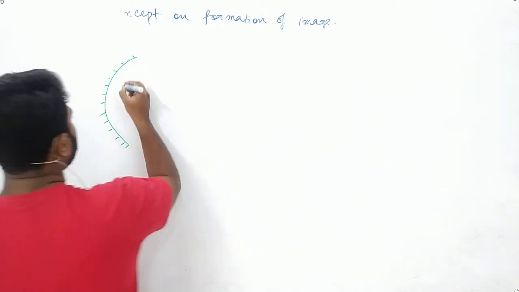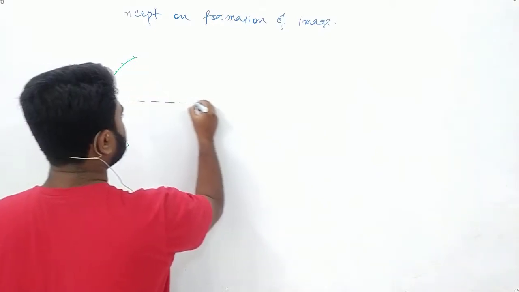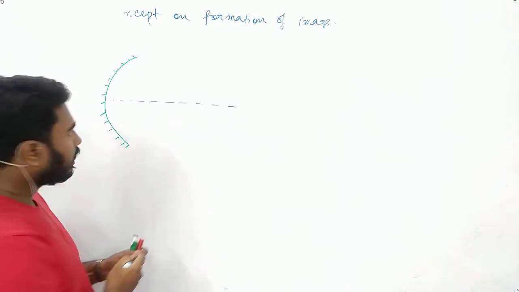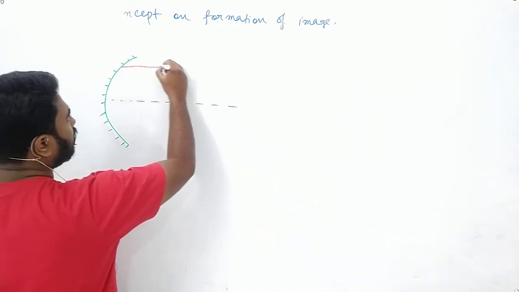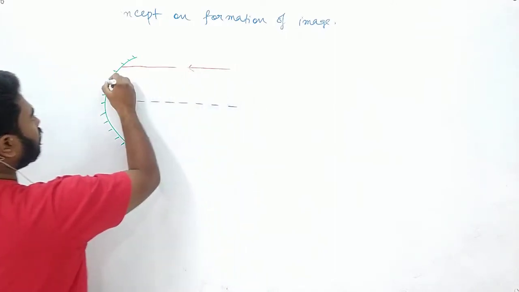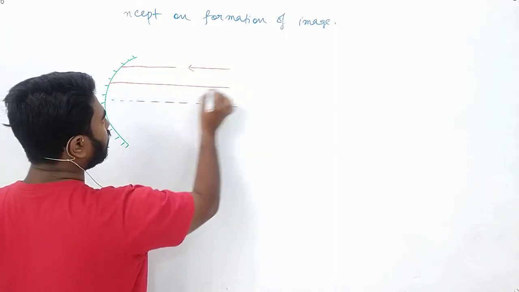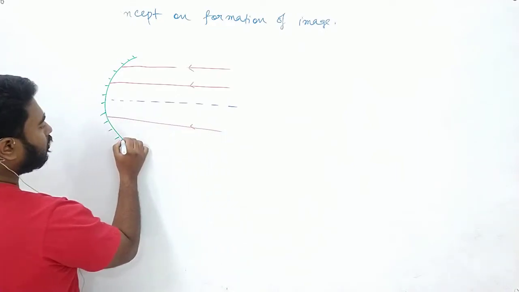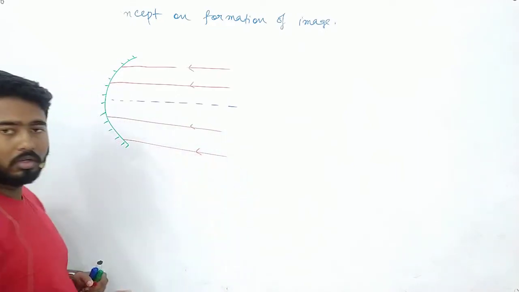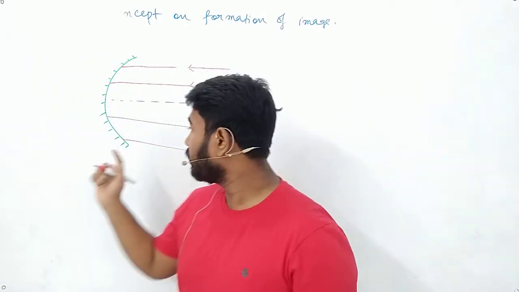Suppose this is the principal axis, and rays of light are coming parallel to the principal axis and falling on the mirror. Find out where the image will be formed.